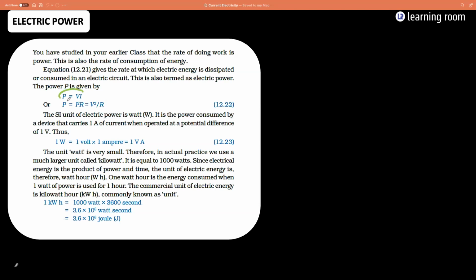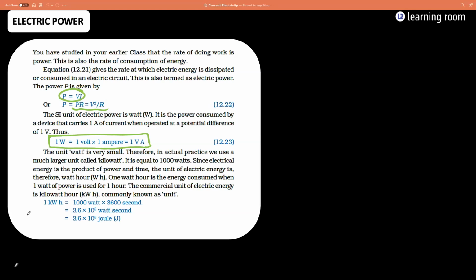The last concept that we have is electric power. Electric power is defined as the product of potential difference and the current. The power is also given as I square R or V square divided by R. What is the unit of power? The unit of power is watt, and 1 watt is defined as 1 volt into 1 ampere, also written as V into A.